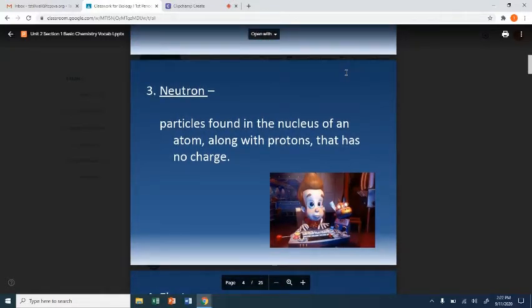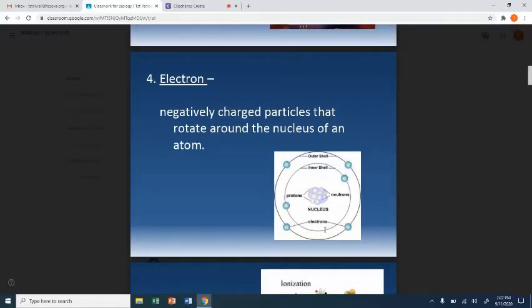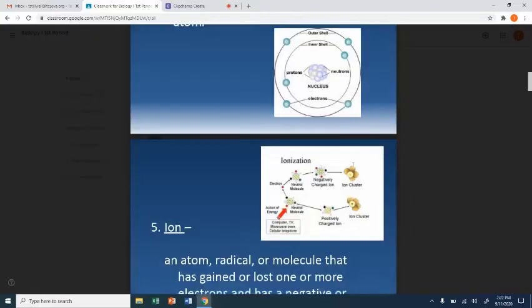Neutrons are found in the nucleus with the protons and have no charge. They are neutral. Electrons are found floating around the outside of the nucleus, in the electron cloud. Electrons have negative charges.